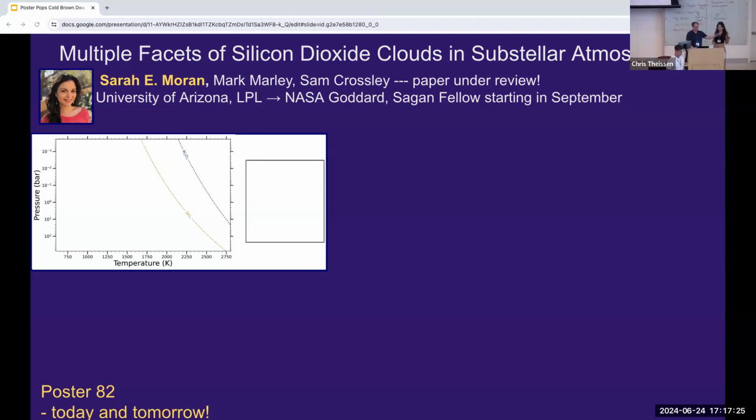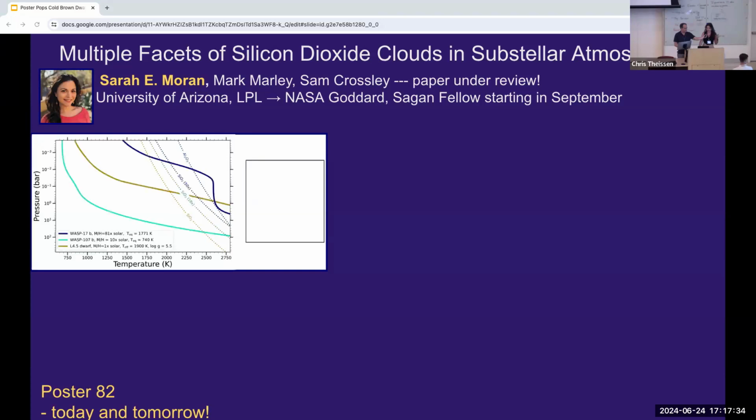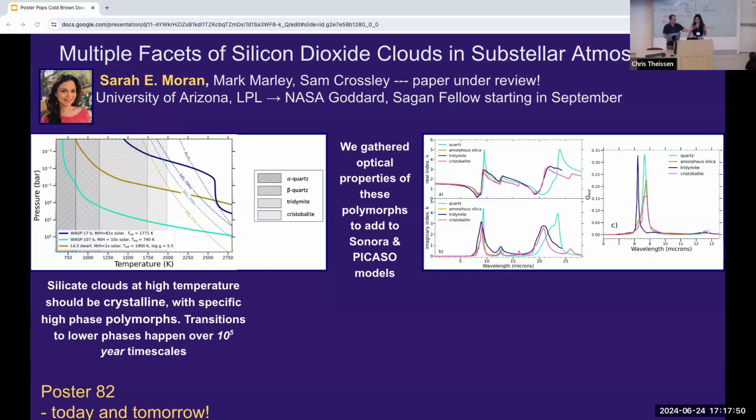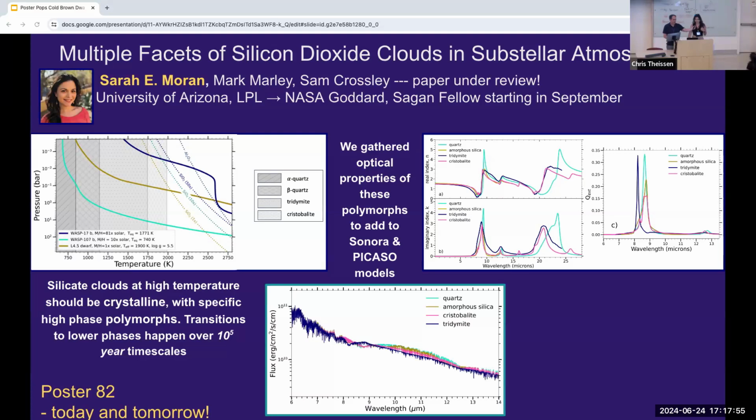I'm Sarah Moran. I'm a postdoc at the University of Arizona, but I'm moving to Goddard as a Sagan Fellow in the fall. I'm showing you right here some condensation curves of cloud species we think are common across exoplanets. Now I'm showing you PT profiles of various substellar objects. And now I'm showing you the different crystal forms that should be stable at different temperature regimes. So it's not enough to think about amorphous versus crystal. We need to know what kind of crystal. I got some optical properties for these things to put them into an atmospheric model, and that's what it looks like. And if you want to know what it means, you should come talk to me at my poster.